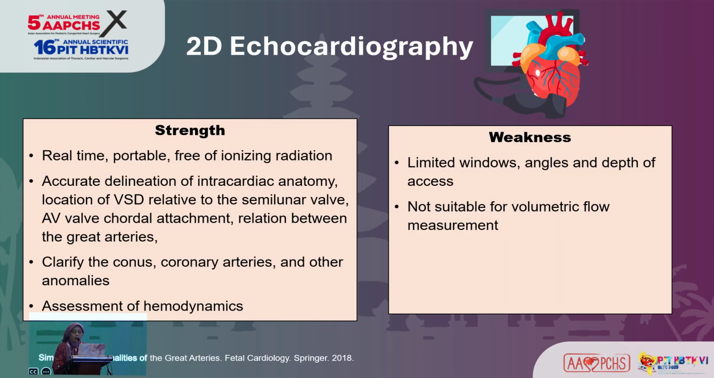In evaluating double outlet right ventricle, 2D echocardiography is always our first-line investigation. Echo provides an accurate delineation of the intracardiac anatomy and allows us to determine the location of the VSD relative to the semilunar valve. Echocardiography can also reveal the degree to which the aorta is committed to and overriding the VSD, and ensure that the atrioventricular valve chordal attachments do not straddle the VSD.